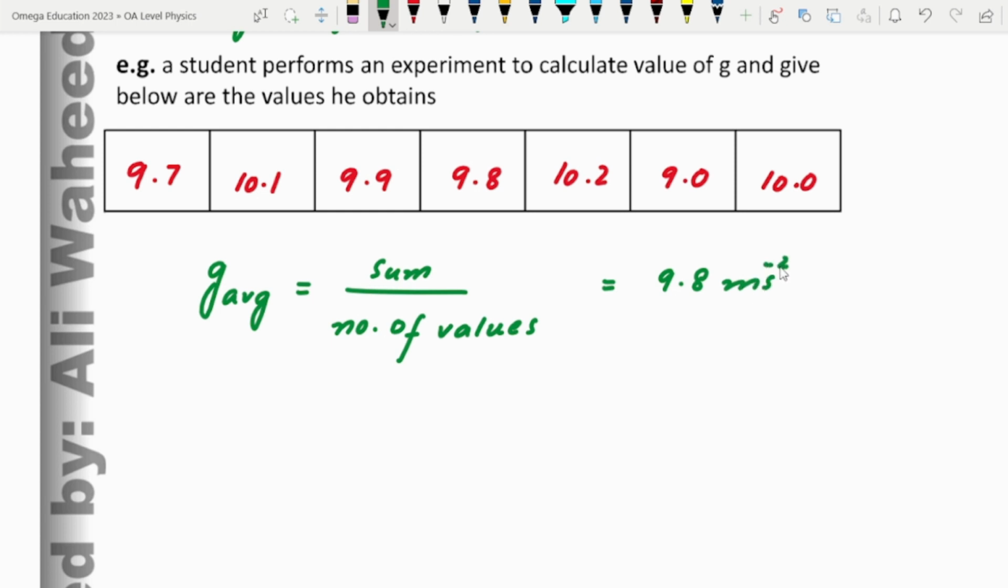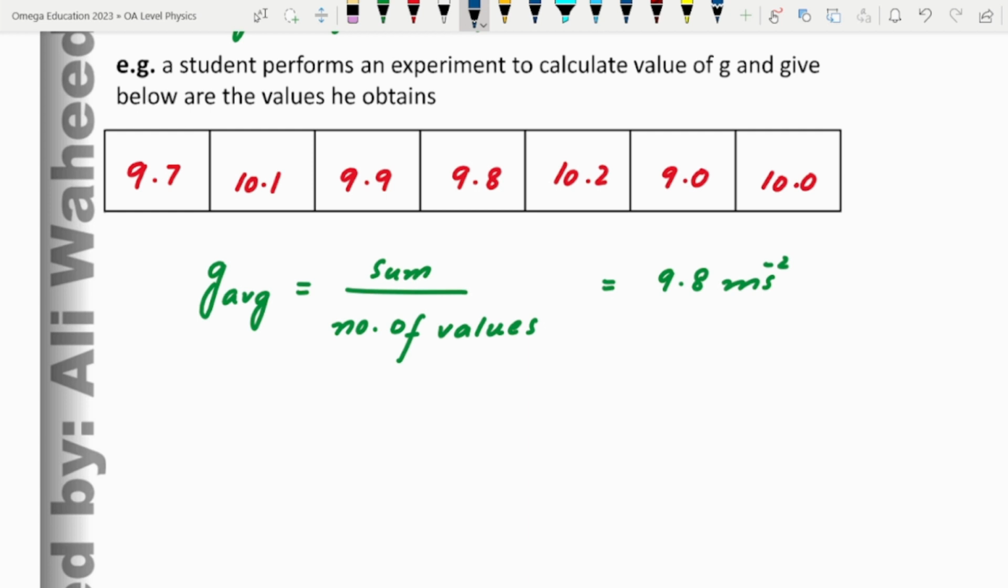That is the acceleration of free fall. Now this is the value that he obtains experimentally. What is the uncertainty in it? Or the value that he gets, how far it can be from the actual value. How do we calculate that?